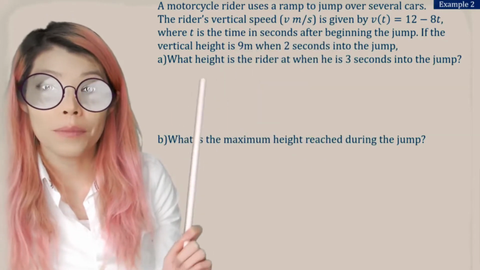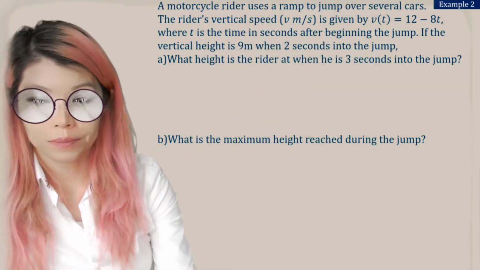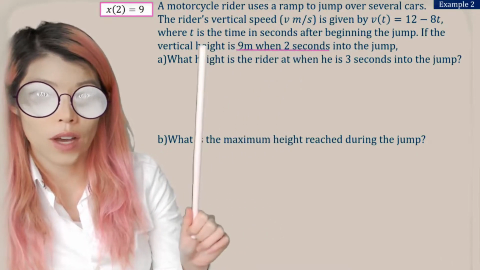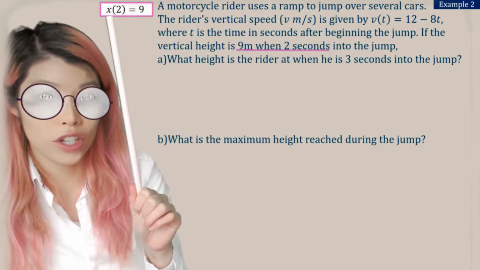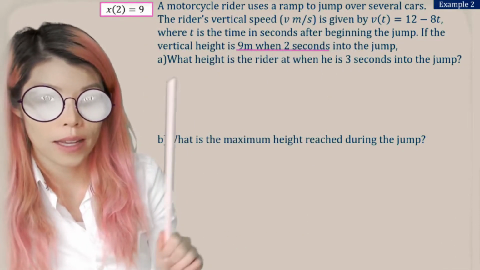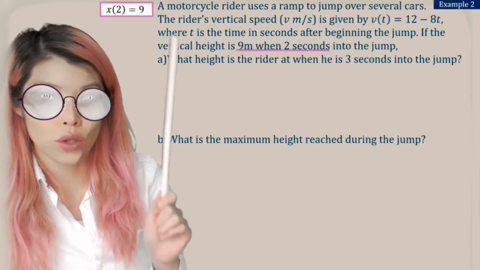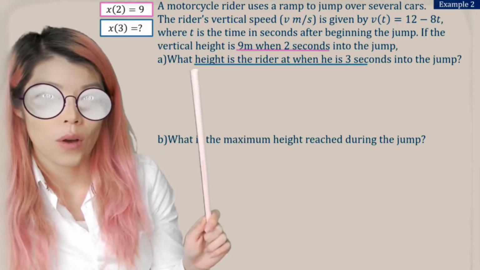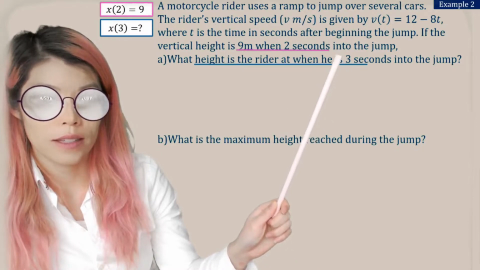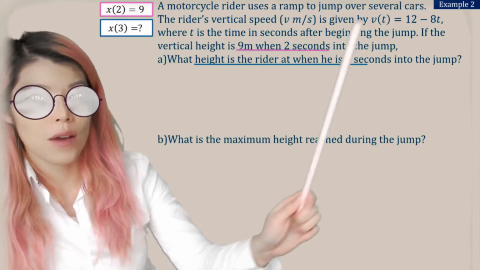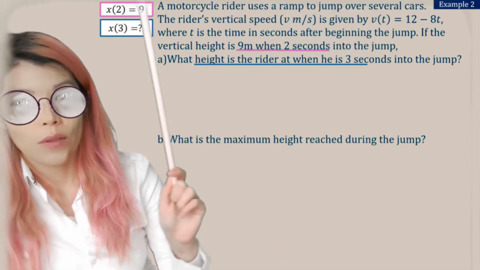So there's a lot of information, so let's summarize that. So first of all, 9 meters when 2 seconds. So height means x, so position, because we're given v there. So be very careful when you're plugging in x and y values. Make sure you identify what it belongs to. Now, we have: what is the height when t is 3? So x of 3, what is it?